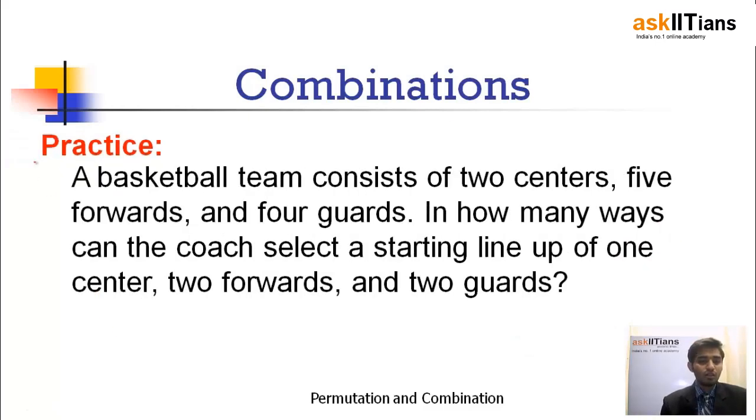Alright, let's practice another problem based on this. A basketball team consists of 2 centers, 5 forwards and 4 guards. In how many ways can a coach select a starting lineup of 1 center, 2 forwards and 2 guards? Out of 2 centers I have to select 1 center, out of 5 forwards I have to select 2 forwards, and out of 4 guards I have to select 2 guards. So what are the possible number of ways in which the coach can select the starting lineup?